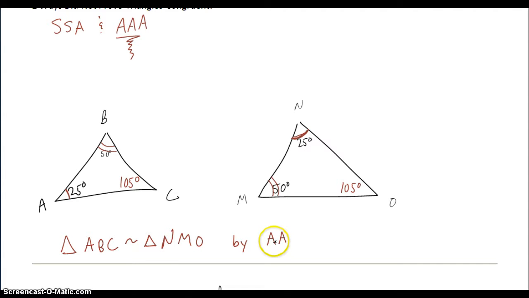Notice I only need 2 angles. That third angle I can figure out, but I don't need. And I'm going to say angle, angle, similarity postulate, so it's not confused with any of my congruent theorems and postulates.